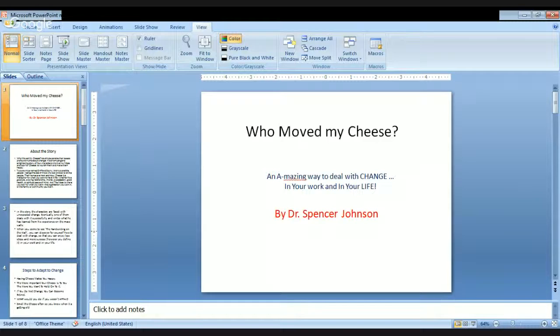Basically, it's about four characters who are in a maze, and they run through the maze to find their cheese, because mice like cheese. In this story, cheese is a metaphor for what you want in your own life. So what we want in our life is our cheese. For us, it may be money, possessions, good health, a loving relationship, or spiritual peace of mind.